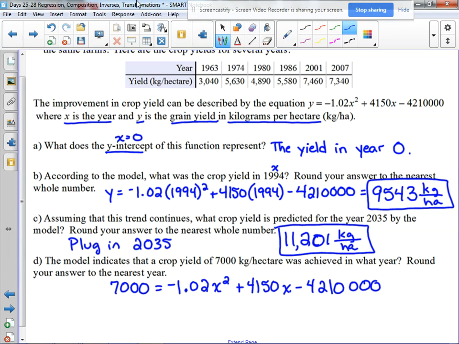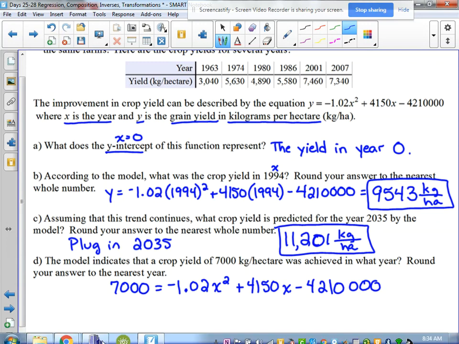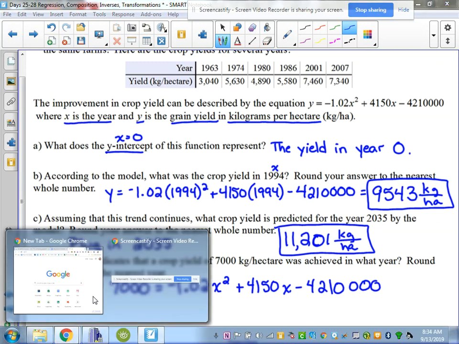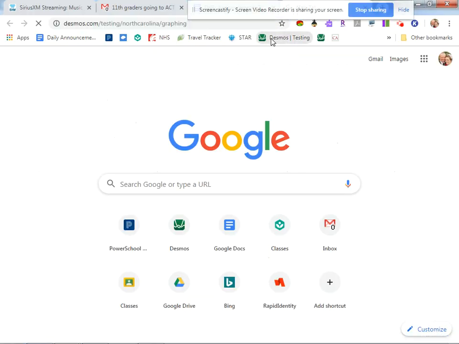Because, yes, normally we would subtract the 7,000 so that we can factor. Obviously, I'm not factoring with a decimal. I don't know about you, but I'm not playing that game. So then our other option is quadratic formula. I don't really want a quadratic formula with 4 million in there. So I'm just going to go with graphing. So let's go to Desmos.